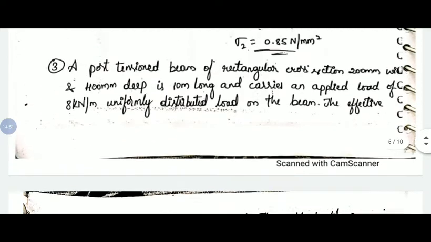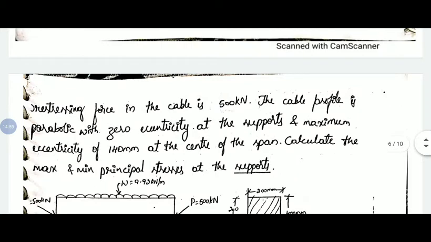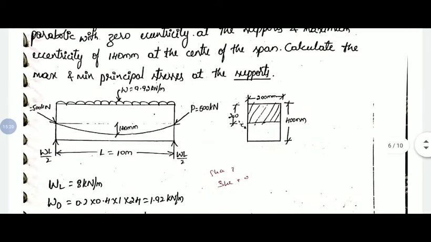So here remember, the beam is carried with UDL of 8 kN per meter. It is a rectangle section only. Effective pre-stressing force is 500. Cable profile is parabolic with zero eccentricity at support and eccentricity of 140 mm at midspan. We need to calculate maximum and minimum principal stresses at supports. Based on the sign, we need to decide whether it is tensile or compressive.